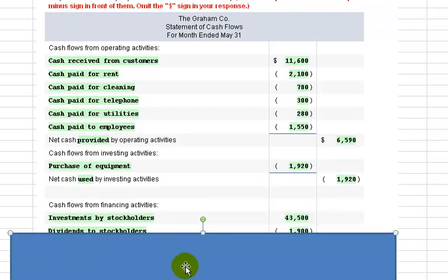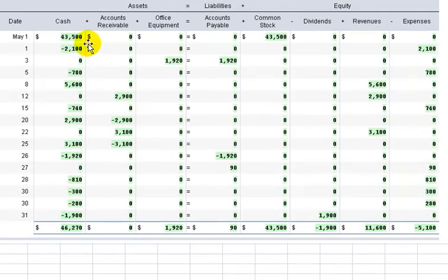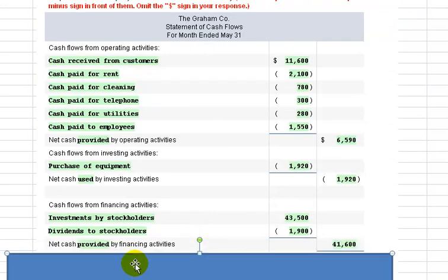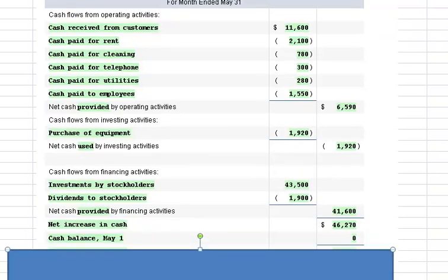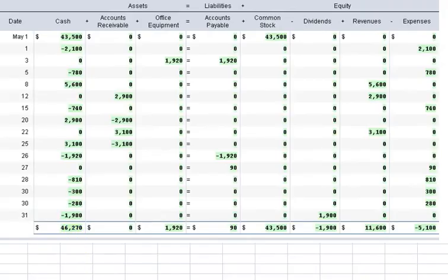And I think we only had two transactions. We had the investment by stockholders, which increased cash in the business, 43.5. We saw that as our first transaction. And then the last transaction was the dividends, the 1,900. So we show that as a cash outflow to come up with our net cash provided by financing. And once we have that together, we're able to compute the total increase in cash, 46,270. The cash at the beginning was 0. Let me slide this down. So it should end at 46,270, and that matches our 46,270.